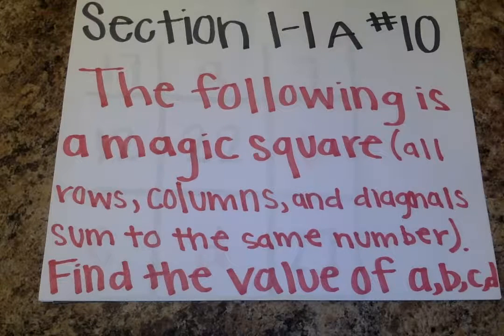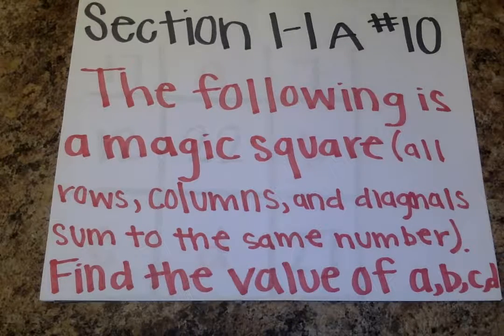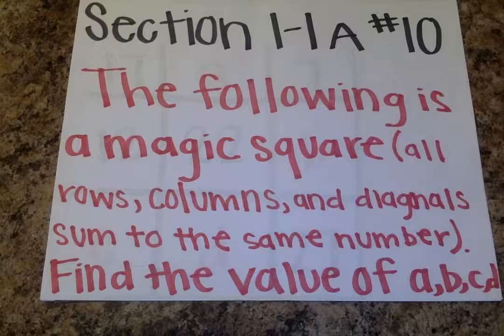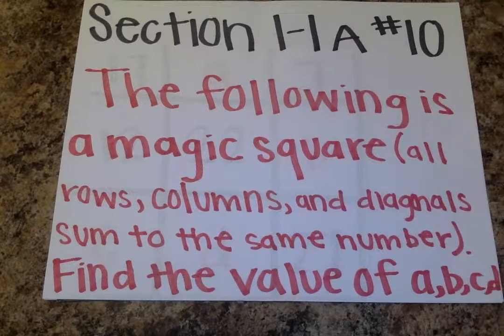Hi, today I am going to show you how to do section 1a, number 10. The math question is, the following is a magic square. All rows, columns, and diagonals sum to the same number. Find the value of A, B, C, and D.